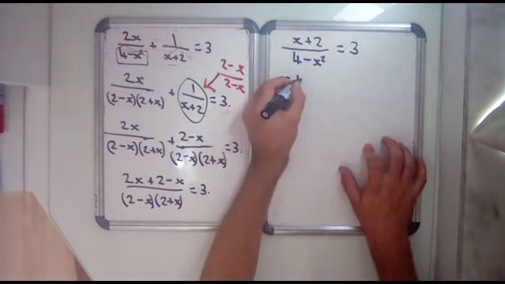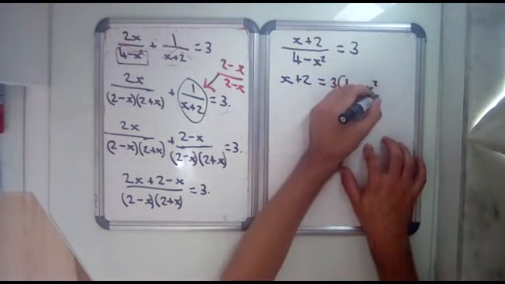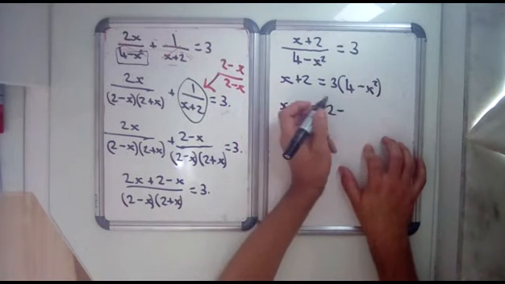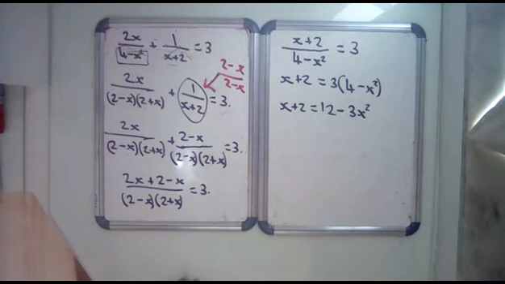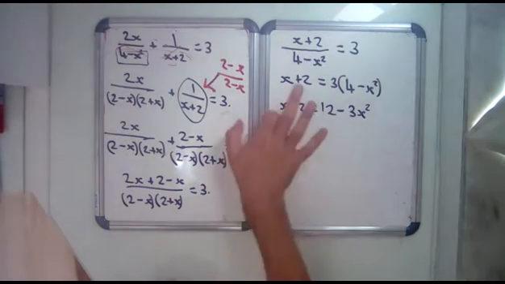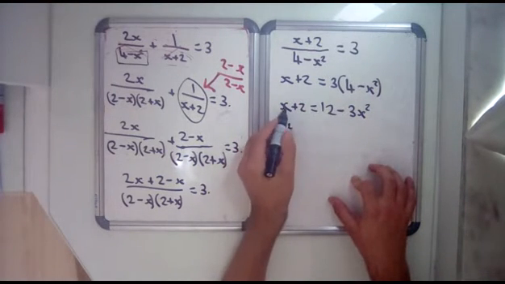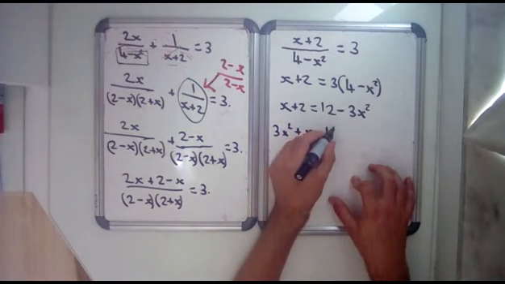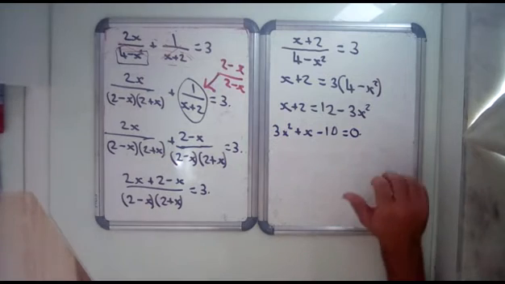So I'm going to say x plus 2 equals 3 times (4 minus x squared). We're going to multiply by that. So x plus 2 equals 12 minus 3x squared. Now we're getting closer. Make everything equal 0. You want your x squared term to be positive, so it's going to go over here. So that's going to say 3x squared plus the x that was already there, plus 2 minus 12 is minus 10 equals 0. I'll try and factorise that.